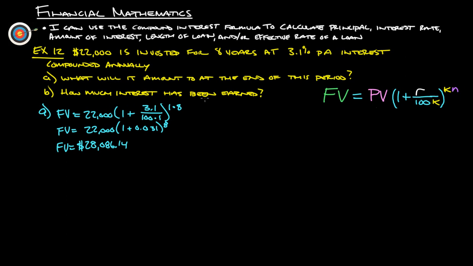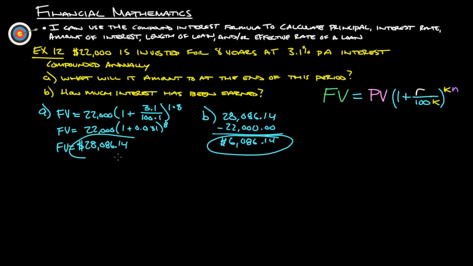Okay, how much interest has been earned? If you started with 22,000 and ended with 28,000, to find the interest earned we're simply going to take 28,086.14 and subtract the initial 22,000 that was invested, and that's going to leave us with $6,086.14 as the interest that has been earned.